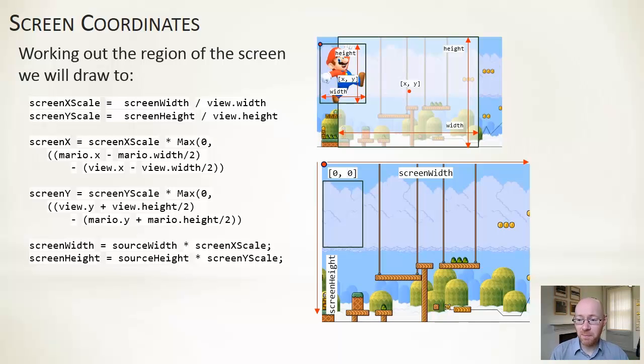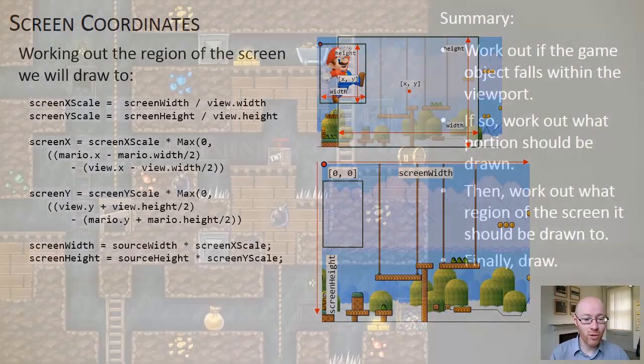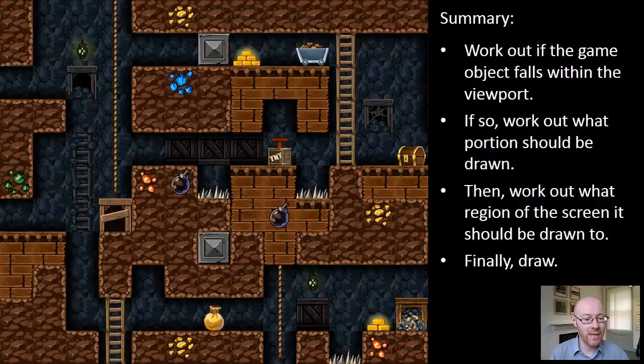So by way of summary, you work out if the game object falls within the viewport. If it is within the viewport, then you work out what region of the bitmap that you have for that image should be drawn, and you also work out the region of the screen that you're drawing to, and then finally you draw it. So reasonably straightforward.